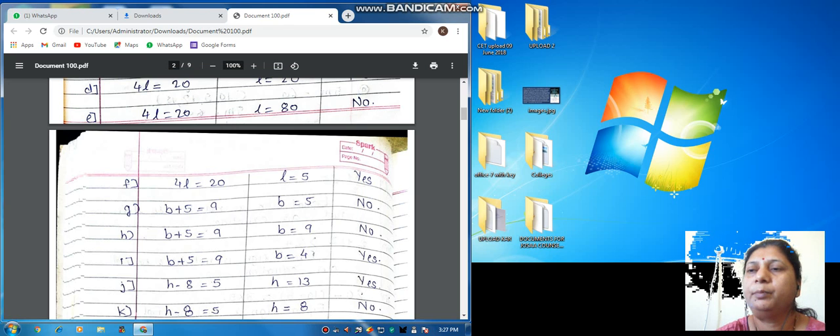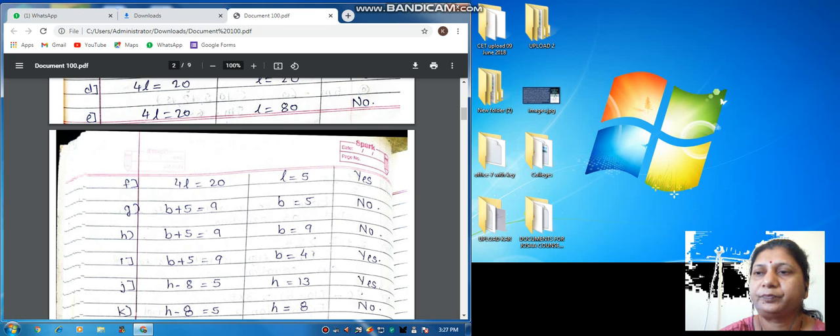b plus 5 is equal to 9. We have to put the value of b is equal to 9. So 9 plus 5 we get 14. Is 14 equal to 9? No. Okay. Next, b plus 5 is equal to 9, so b is equal to 4. 4 plus 5 is equal to 9. So 9 is equal to 9. So yes, it is satisfied.